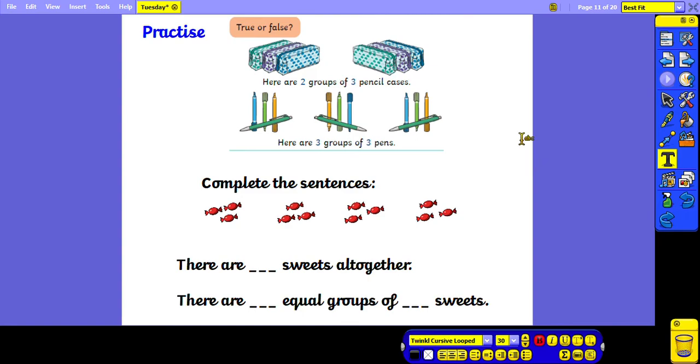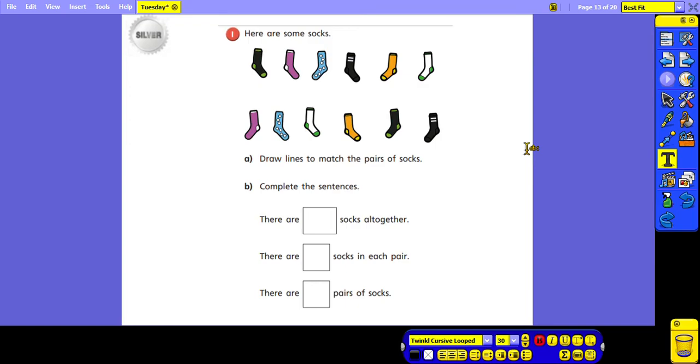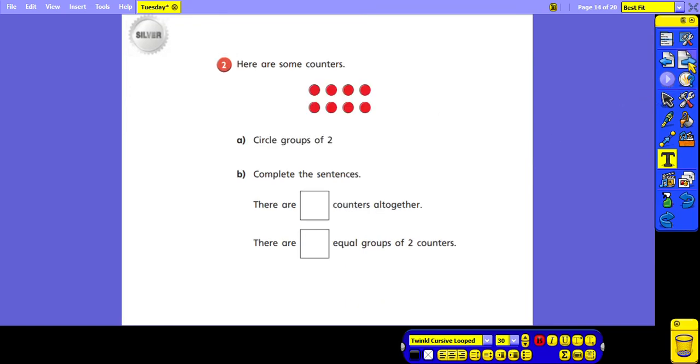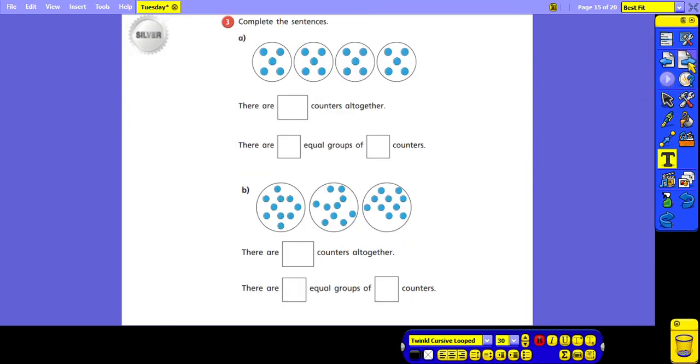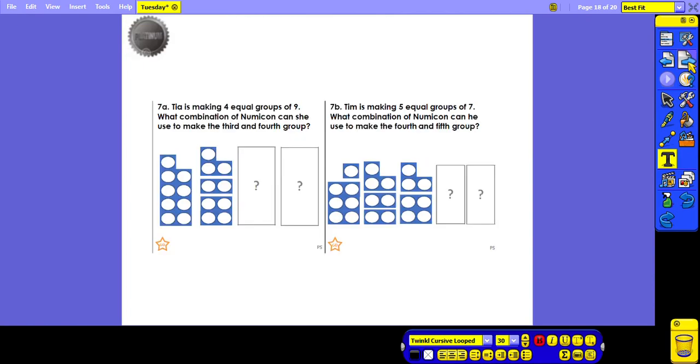So here there are 2 practice questions for you to try, and then you can move on to watching the White Rose video. And then here we've got some silver questions followed by some gold and platinum challenges.